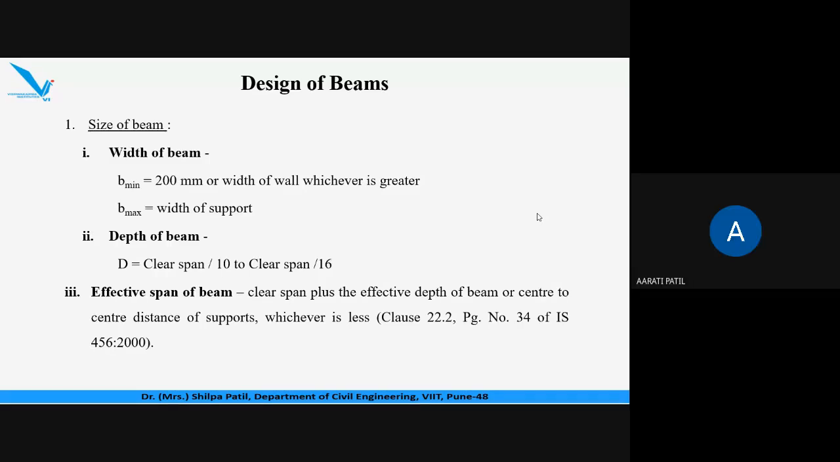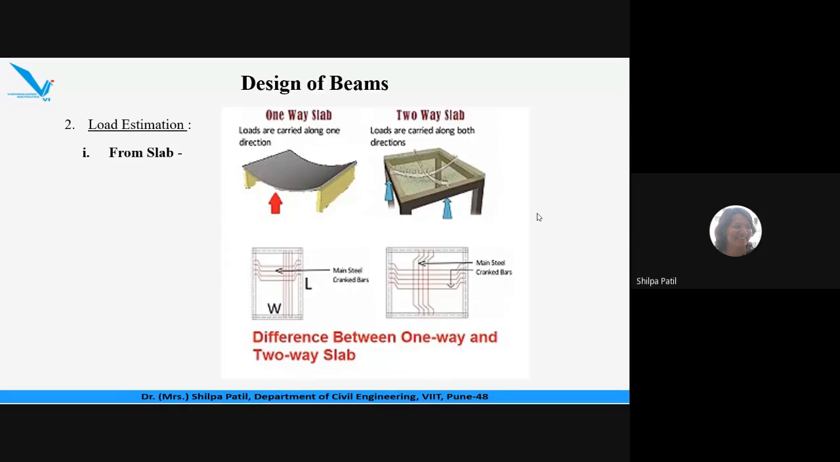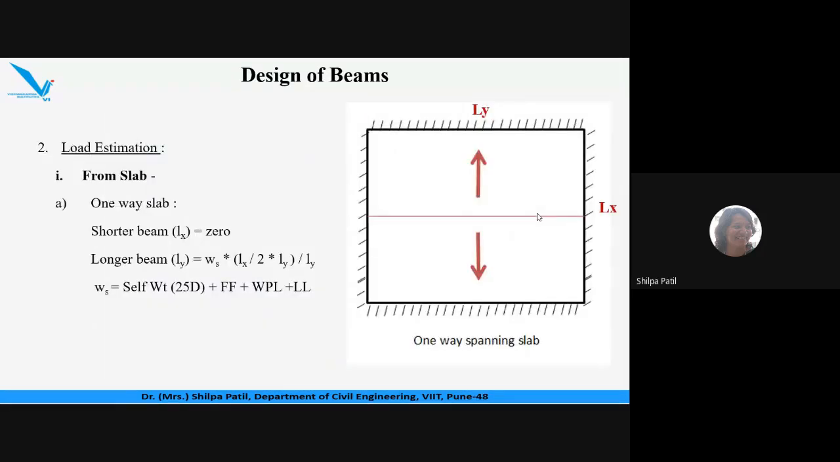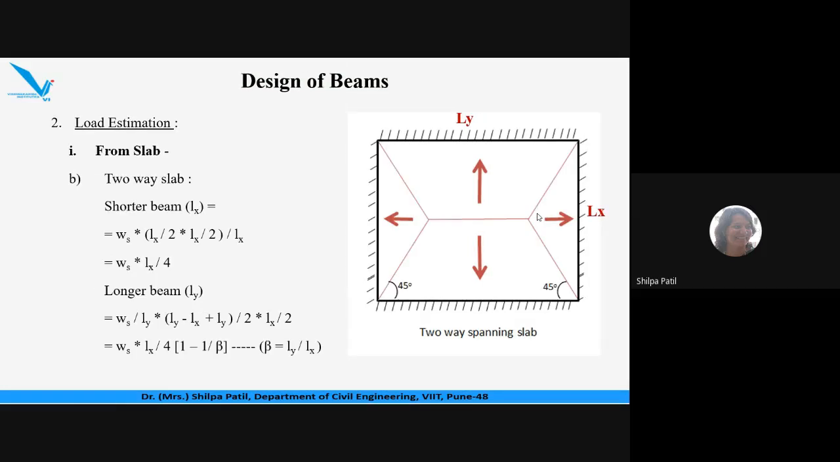Students? Yes, ma'am. Okay, now the second step is load calculation. Whatever the load is coming from the slab, we have to calculate. If it is a one-way slab, this is the formula, and if it is a two-way slab, this is the formula. Now today, in whatever problem we are going to solve, the load calculation is already given.